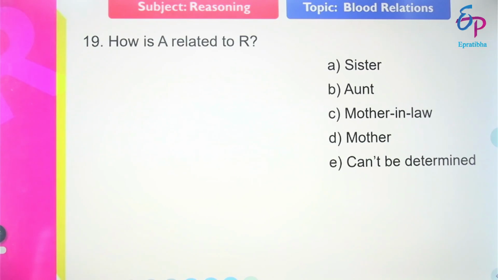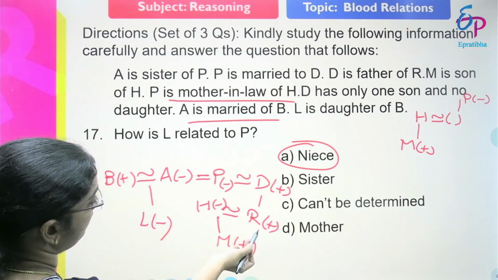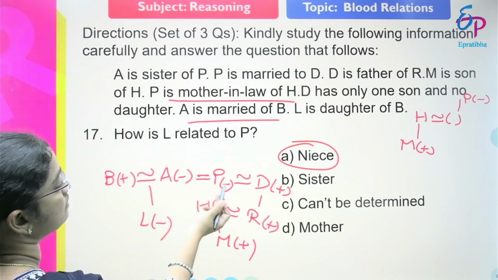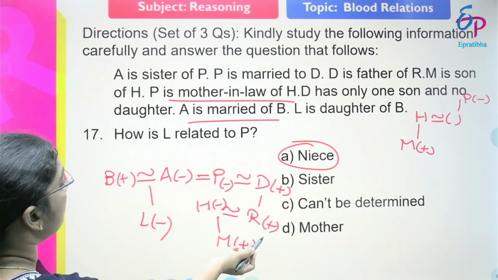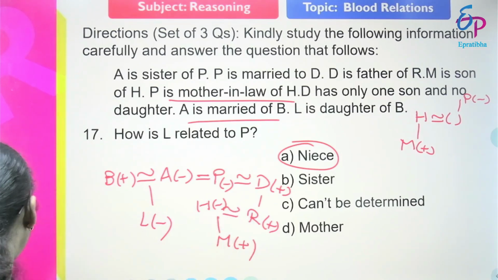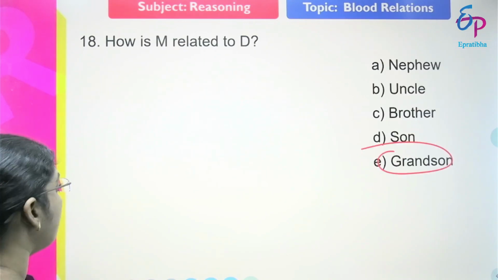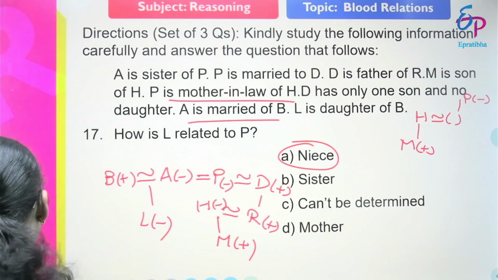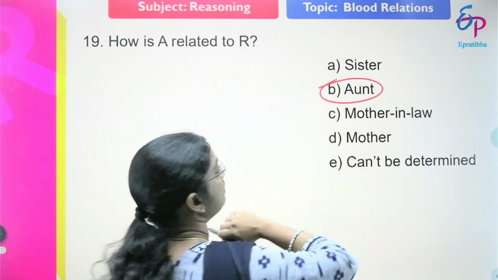How is A related to R? What is the relation between A and R? So R's mother is P and A is sister of P. That means A is aunt of R. So here A is aunt of R, mother's sister. So our answer is aunt, okay.